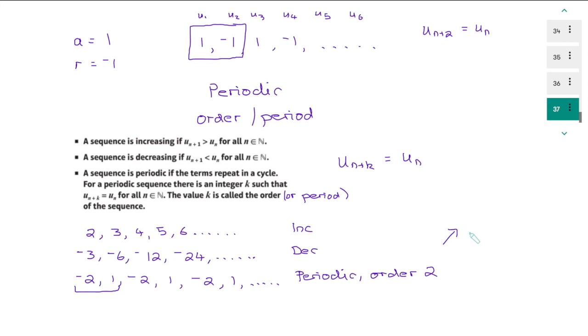One way we could think about it is we could define it like we've defined this periodic sequence. We'd have to define what U1 is, minus 2. We'd have to define what U2 is, 1. And then we can use this definition to say Un plus 2 equals Un. So that is one way we could define this sequence.